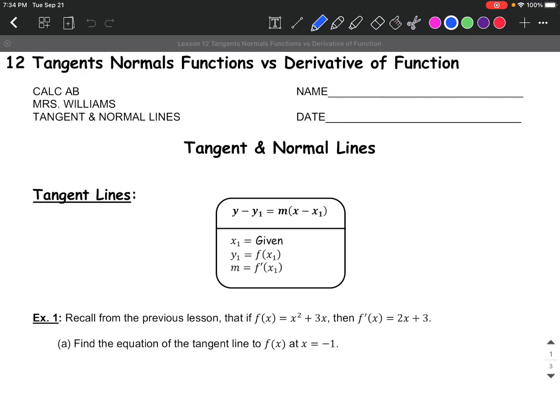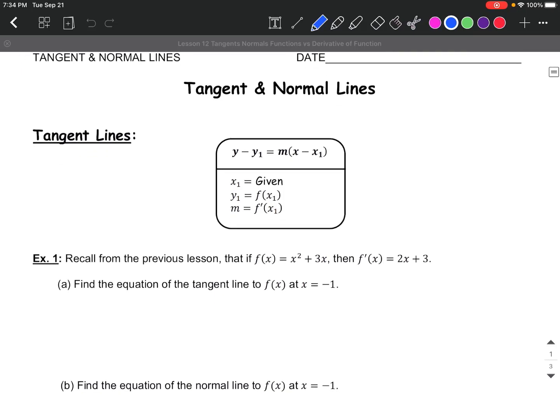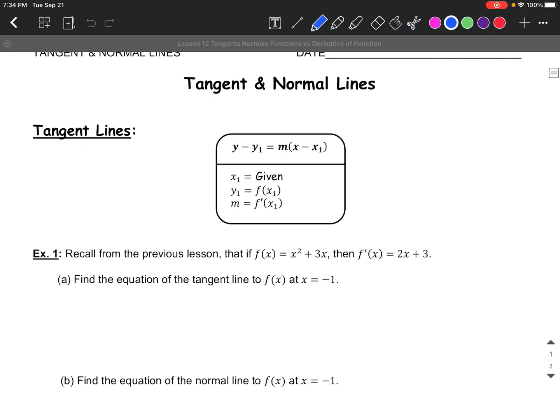Today we're going to look at writing the equation of a tangent line and a normal line. They're both equations of lines, so we use our favorite form, the point slope form, y minus y1 equals m times the quantity x minus x1. Almost always when we're doing these problems, the x value has been given to us. Once we know the x value of the point, in order to find the matching y value, we plug the x into the original function. That will find us the matching y value.